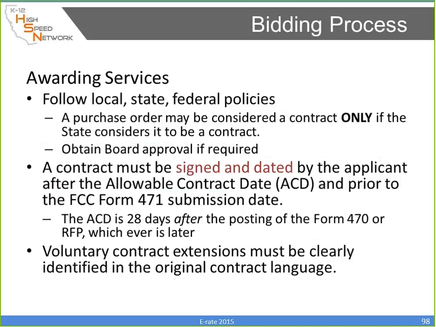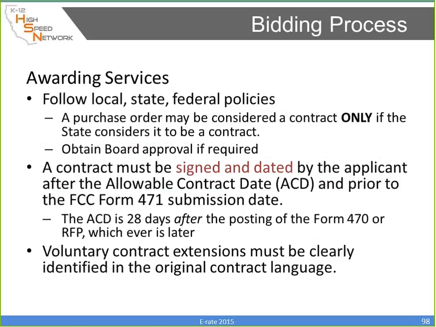So now that you've gone through the process of bidding, you've selected your service providers and documented it through your bid evaluation matrix. By the way, it's recommended that you have two to three people go through that bid evaluation matrix, and then you have the end results of that. It shows better diligence than just one person doing it. Sign it, document it, put it in your E-rate file.